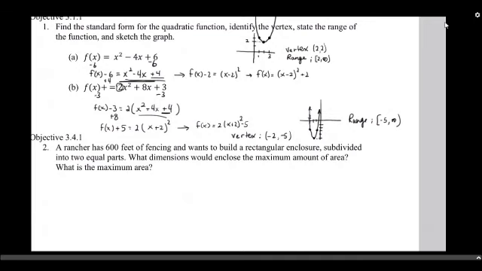You've got to draw a picture of this one, I think, on question number 2. We want to build a rectangular enclosure, it says, so we've got a rectangular enclosure or rectangular pen, but it's subdivided into 2 equal parts, so there's going to be a subdivision inside the rectangular pen. So what do the dimensions need to be to enclose the maximum amount of area?